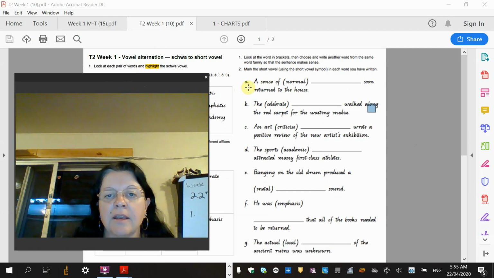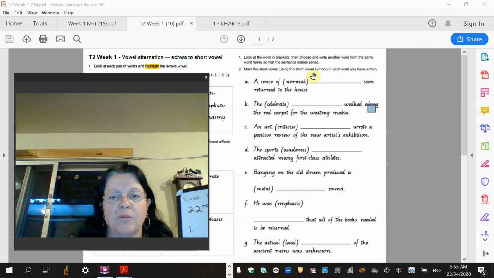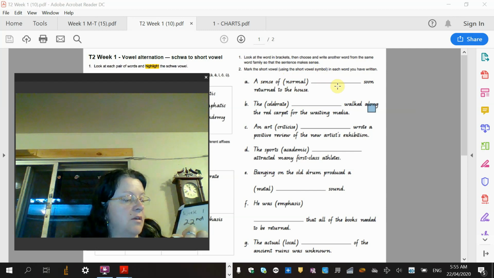Okay, a sense of root word normal soon returned to the house. So what suffix are we going to add on to normal to make that work? A sense of. Write that down, pause it and write it down, and then come back and check. And it is a sense of normality.